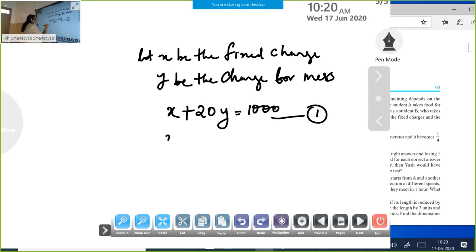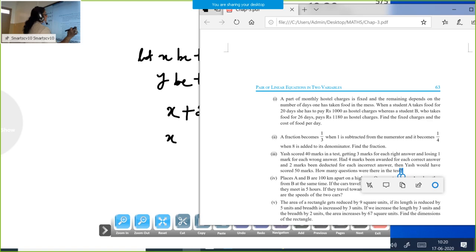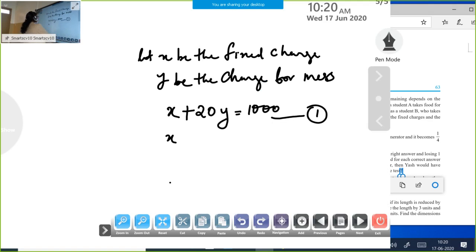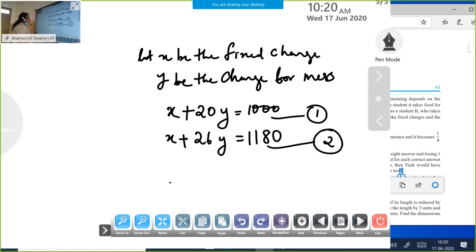Then the next one, a student paid rupees 1180 for 26 days. That is X plus 26Y is equal to 1180. Okay. X plus 20Y is equal to 1000 and X plus 26Y is equal to 1180.